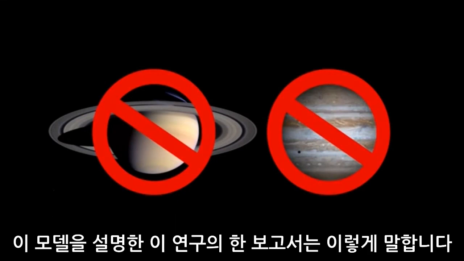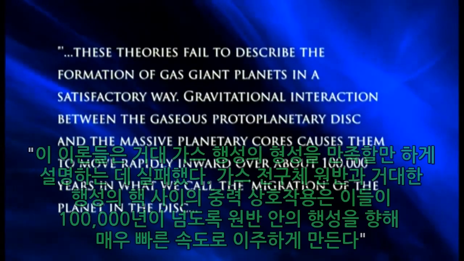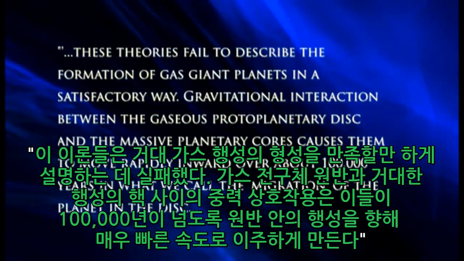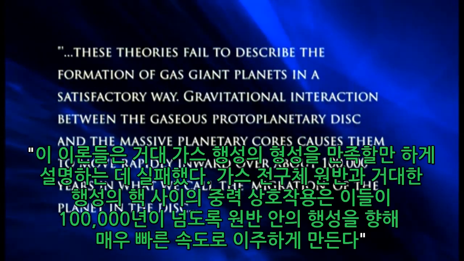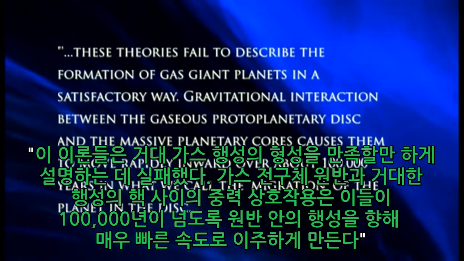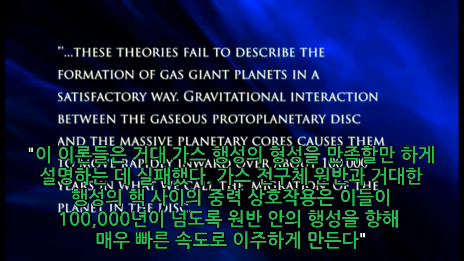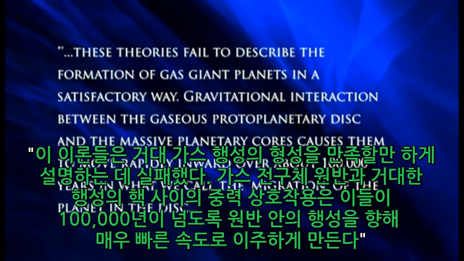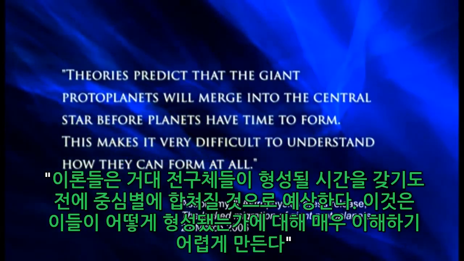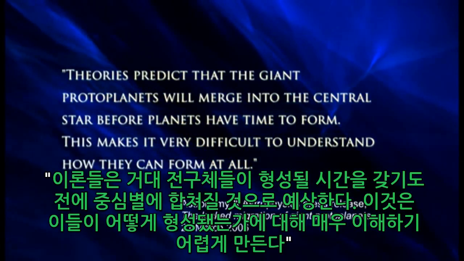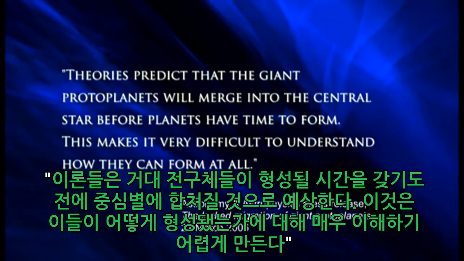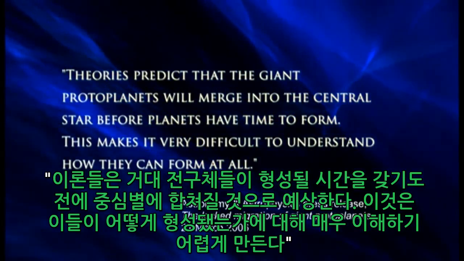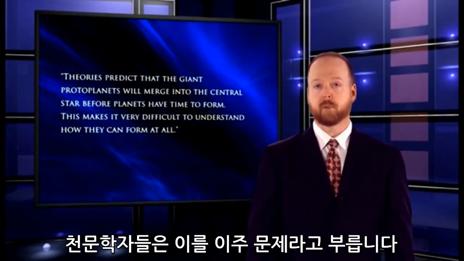One report on the study described this model and then said this: "These theories fail to describe the formation of gas giant planets in a satisfactory way. Gravitational interaction between the gaseous protoplanetary disk and the massive planetary cores causes them to move rapidly inward over about 100,000 years, in what we call the migration of the planet and the disk. Theories predict that the giant protoplanets will merge into the central star before planets have time to form. This makes it very difficult to understand how they can form at all." Astronomers call this the migration problem.